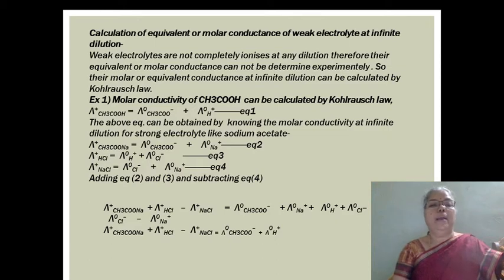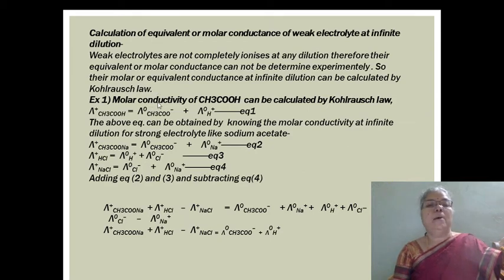Again, I will explain how Kohlrausch law is used for the determination of molar conductance of weak electrolytes at infinite dilution. You know, weak electrolytes are not completely ionized at any dilution. Therefore, their equivalent or molar conductance cannot be determined experimentally. So, their molar or equivalent conductance at infinite dilution can be calculated by using Kohlrausch law.